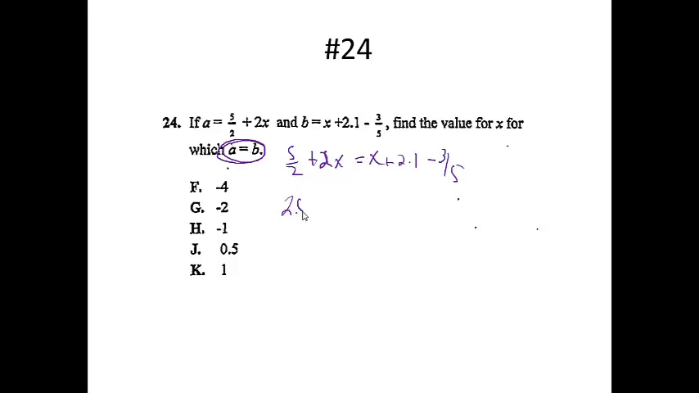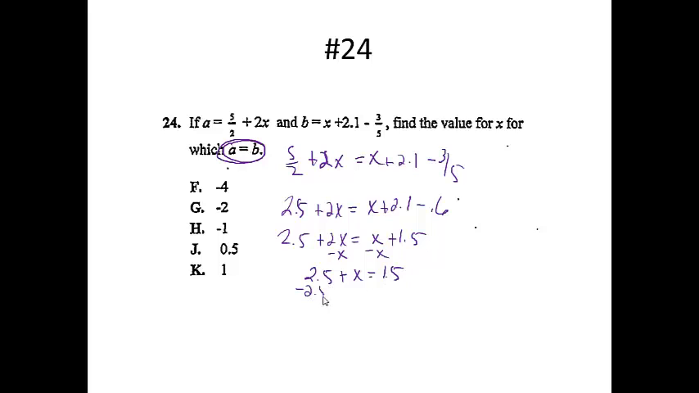5 halves is 2.5, plus 2x equals x plus 2.1 minus 0.6. Okay, on the right side I'm going to combine like terms, so I'm going to have 2.5 plus 2x is equal to x, and 2.1 minus 0.6 is going to be plus 1.5. And then solving for x, I'm going to subtract x from both sides, so I'll get 2.5 plus x is equal to 1.5. And then to finish it, we'll just subtract 2.5 from both sides. So I will get 1.5 minus 2.5 is going to give me negative 1.